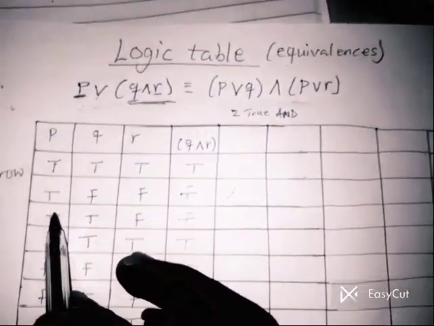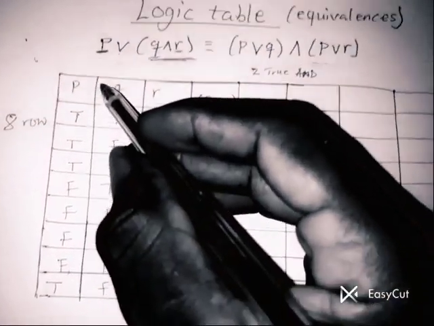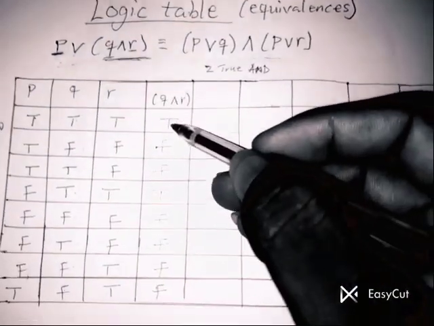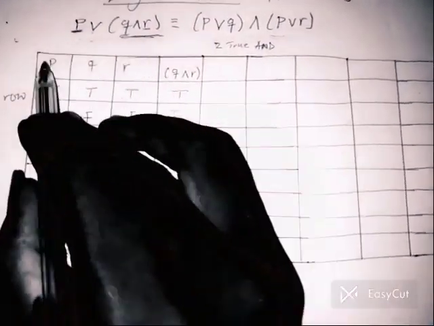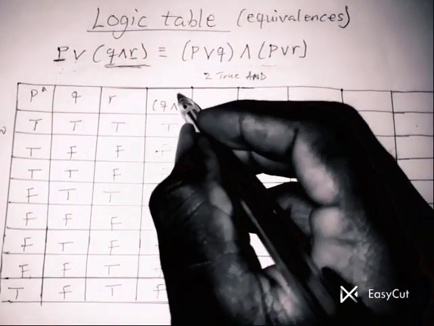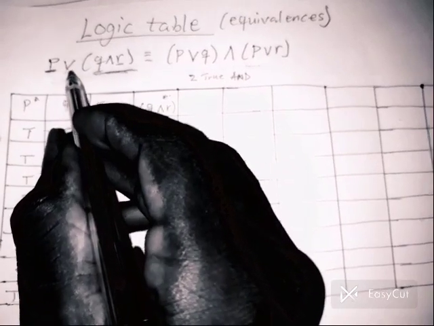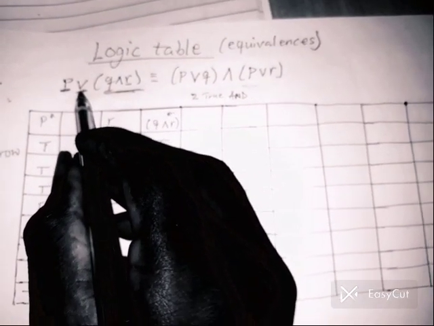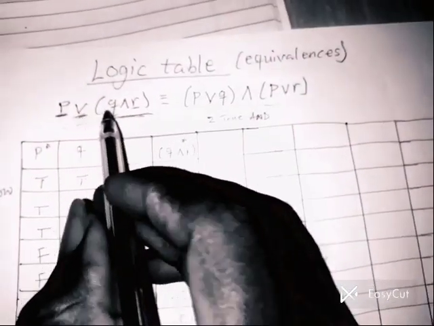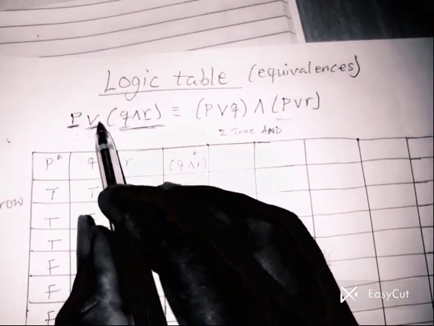So now that we've gotten this Q and R, let us look at P. This is P, and then Q and R is this. So we pick these two. Let me mark it. We pick this one and we will pick this one too. And we will pick this one too. Then we will compare them using OR. So here we say P or, in brackets, Q and R. So we are using OR.